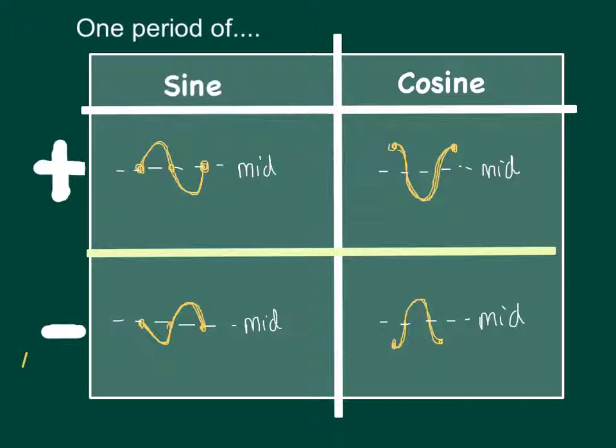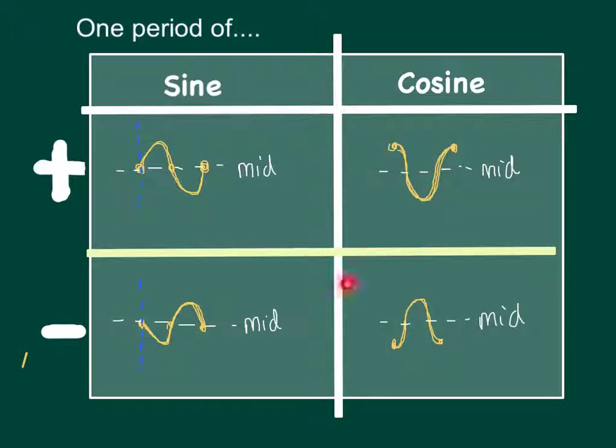So looking just at sine, you can see if we have this blue line as our y-axis and then that white as our midline, when it's a positive in front of the amplitude, we start our period of sine going up, back to the midline, and then down and back to the midline. Whereas if it's a negative in front of the amplitude, we start at the midline, go down first, then go up, then go back to the midline.